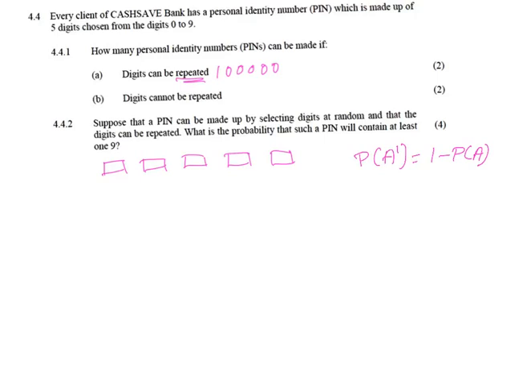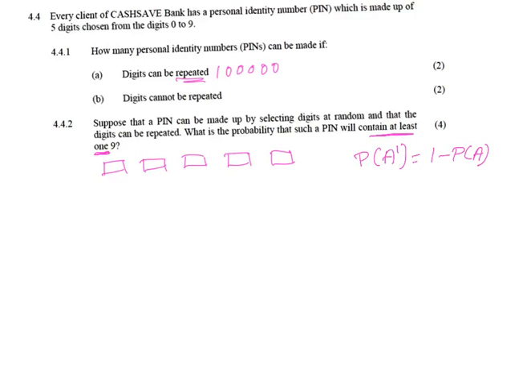Okay, so what I do here is the probability of at least one 9, right? It can be more than one 9, it can be only one 9, or it can be two 9s, three 9s, or all of the five 9s. At least one 9, that's the meaning. At least one of them must be 9.